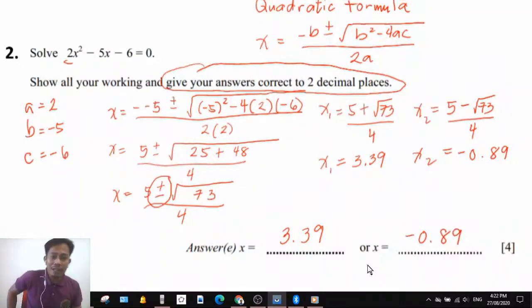So if your answers in your calculator are not exact integers, then you have to use your quadratic formula. There's no other way unless you know completing the square. If you know completing the square, it would be easy, if you have mastered it already. But I always suggest to my students to use the quadratic formula.